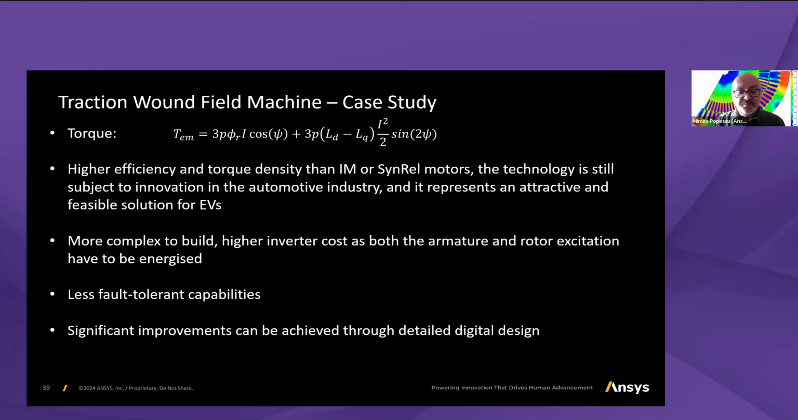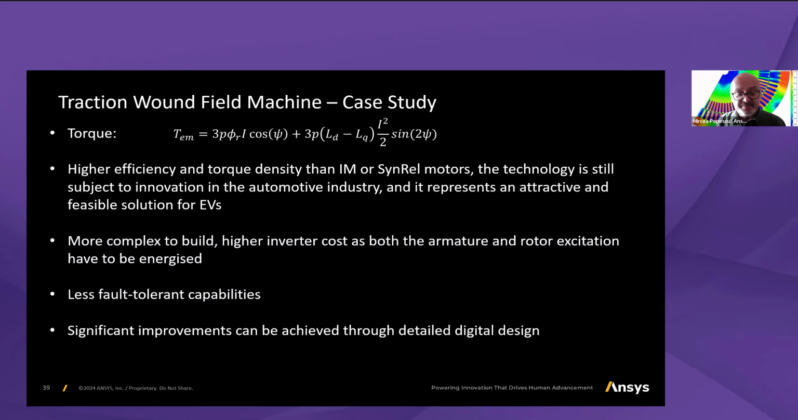However, it's more complex to build. The inverter cost is higher, as both the armature and the rotor excitation need to be energized. They have less fault tolerant capabilities. The more components you have, obviously you introduce another degree of uncertainty and possible failure in the whole system.